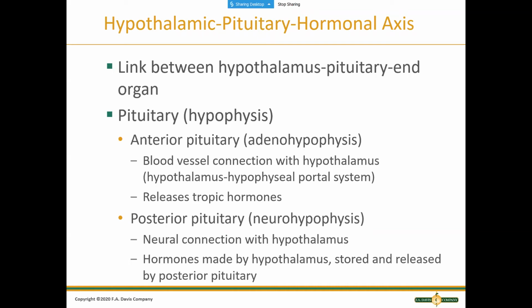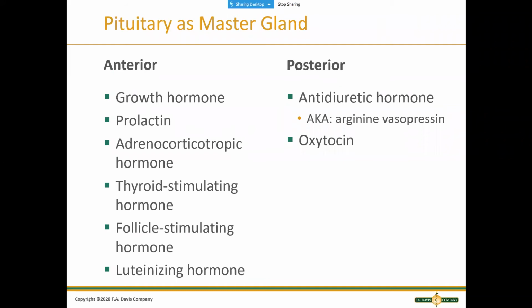So the pituitary is broken into the anterior and the posterior. The hypothalamus communicates with the anterior pituitary through the blood vessels. The hypothalamus communicates with the posterior through a neural connection, so actual nerves. Hormones that are made by the hypothalamus are stored and released by the posterior pituitary, and also hormones are released from the anterior pituitary. And there's a list here of the different hormones that are secreted from each half.